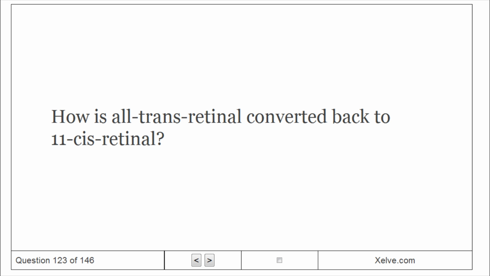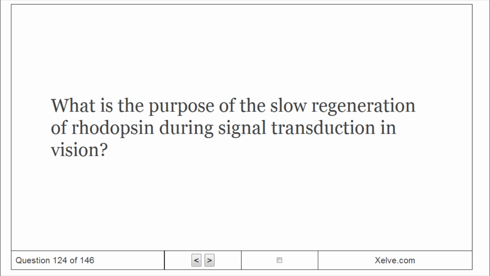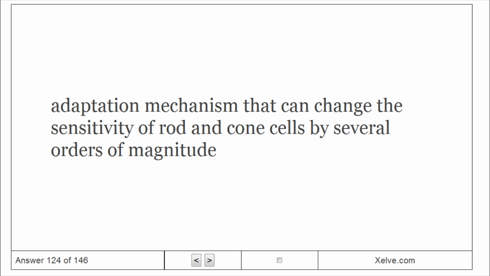How is all-trans retinal converted back to 11-cis retinal? Through a series of enzymatic reactions. Good enough. What is the purpose of the cellular regeneration of rhodopsin during signal transduction in vision? It is an adaptation mechanism that can change the sensitivity of rod and cone cells by several orders of magnitude.